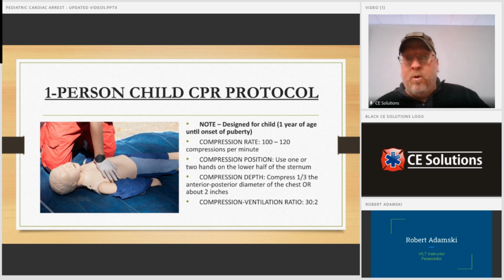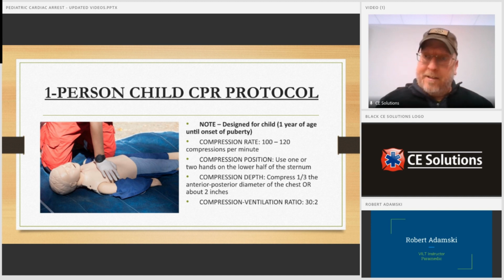You're either going to use one or two hands on the lower half of the sternum. And how do you decide? Do I use one hand or two hands? That's going to be based on how big you are, how physically fit you are, and also the size of the patient. All right. If you have a small child and or you're a big guy or a big gal, then go ahead and use one hand. If you have a larger child and or you're a smaller size first responder, then go ahead and use two hands. All right. Pretty self-explanatory.